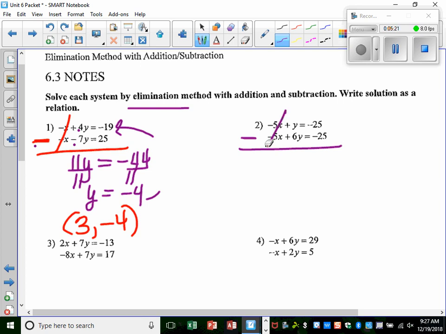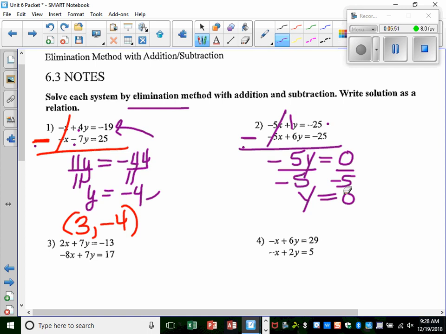Okay, so that eliminates those x's right away. And now I'm going to do, because really there's a 1 here, so 1 minus 6 will give me -5y. And -25 minus a negative will be really -25 plus 25. And that's 0. Okay, divide, I get 0. Done. Already got one of my variables.